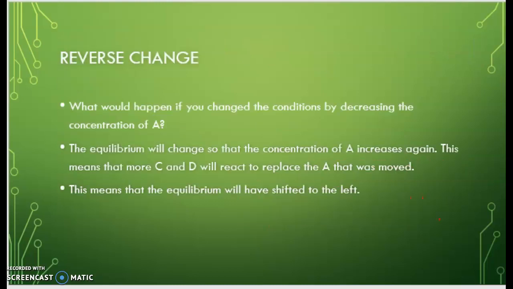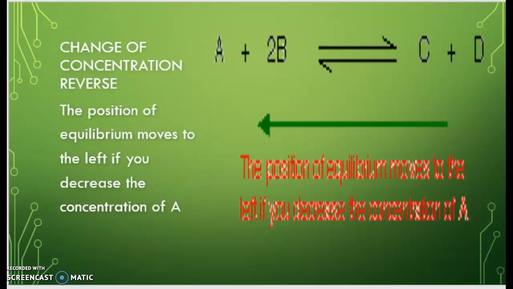Next, we're going to reverse it. What do you think would happen if we decreased the concentration of A instead of increased it? So, obviously, C and D is going to have to replace the A that was decreased, so the formula is going to be shifting to the left. They're going to be producing more of themselves to create more A.